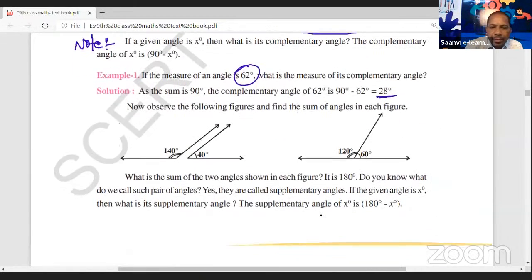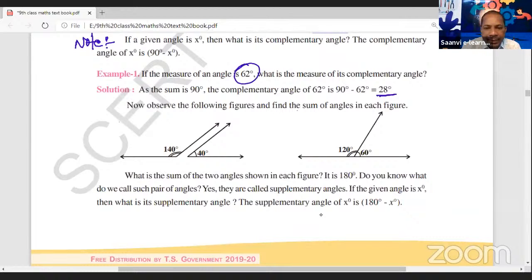Next, the second one is supplementary angles. So what are supplementary angles? Supplementary angles means the sum of the two angles is equal to 180 degrees. If the sum of the two angles is equal to 180 degrees, then the two angles are called supplementary angles.